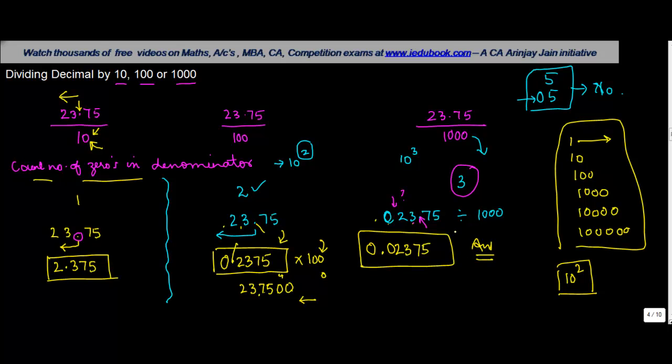So division is pretty simple. Whenever you have to do that, you move the decimal point to the left by as many digits as the number of zeros or the power of 10 in the denominator, and you will get your solution.